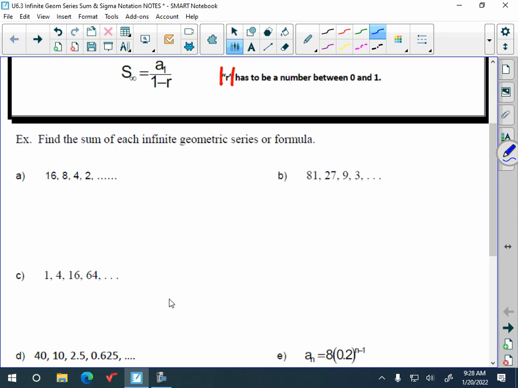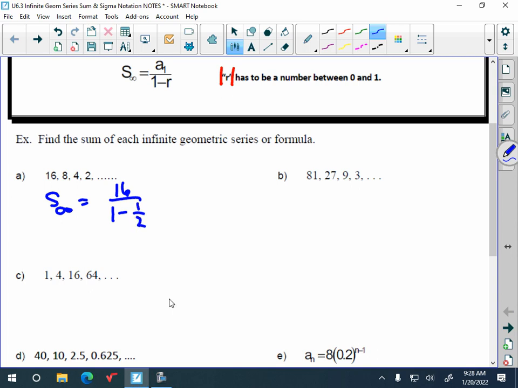And so we're taking this sequence here, this first one, 16, 8, 4, 2, and so on forever. So there's billions and billions of numbers in this sequence, and we're adding them all up, and we want to know what the sum is if we add all those numbers up. All right, so S infinity equals, so what's the first term? 16, good, divided by 1 minus r, and so what's the r value? 1/2.